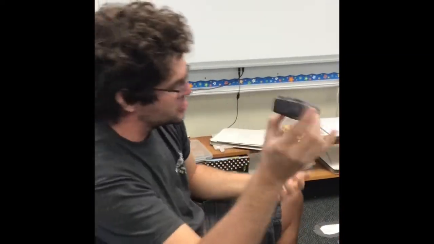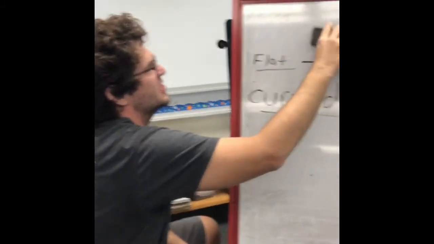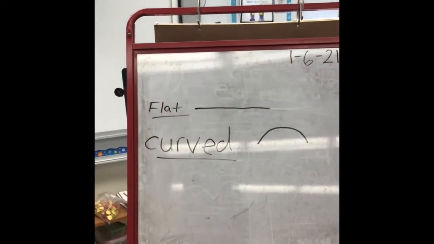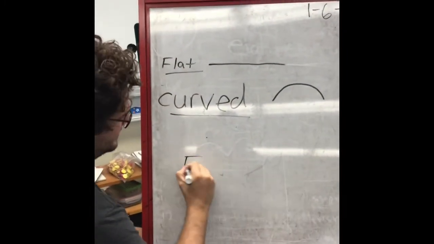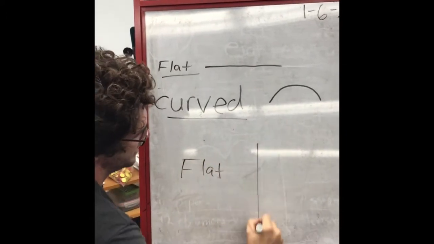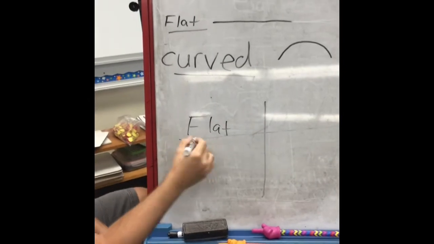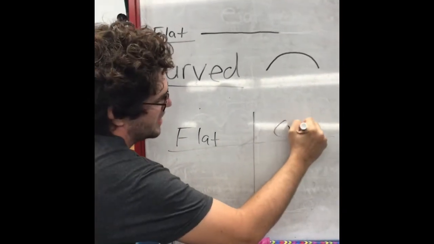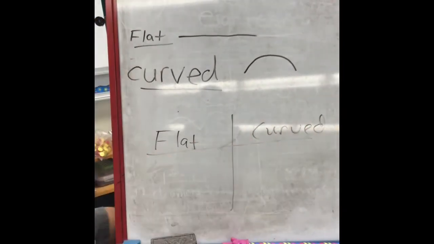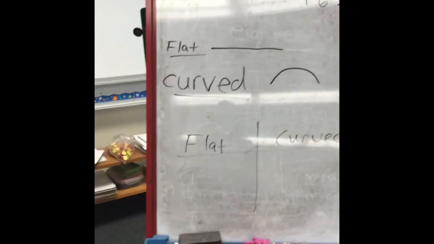So if I wanted to sort this one, it doesn't magnetize like all my other things were, but I'm going to put it over here in my little table as flat. Okay, so my eraser is flat, it goes right under here. I'm gonna put curved right over here for all the stuff that we find that is curved.